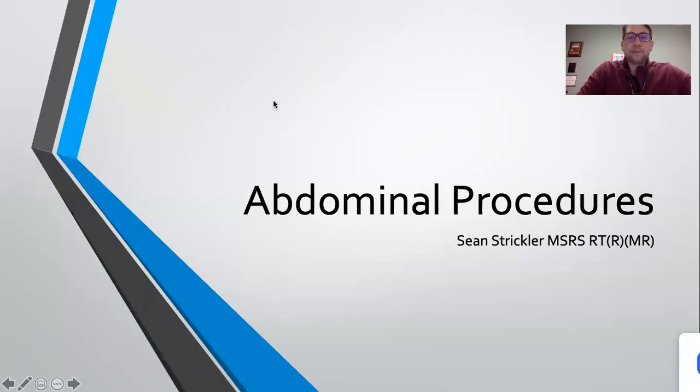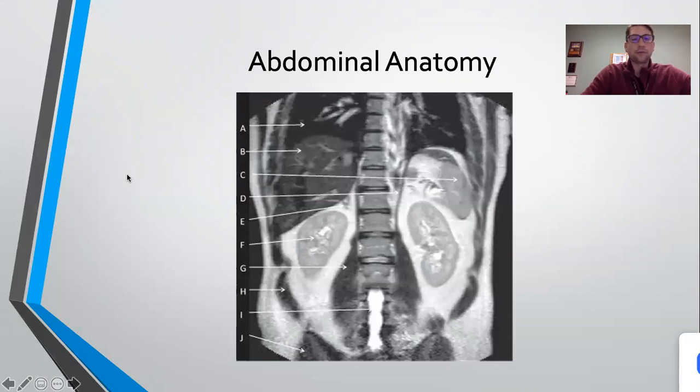All right, so today we're going to cover abdominal procedures in MRI. So you guys know I always start with a little anatomy, cross-sectional anatomy, just kind of review. And also it's important that you guys know this for the registry. So what type of weighting do we have here?